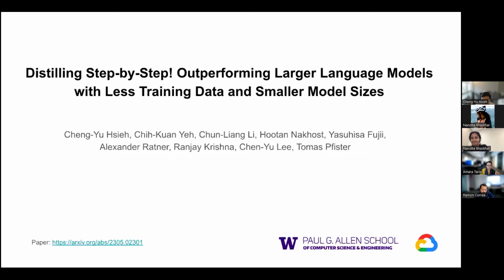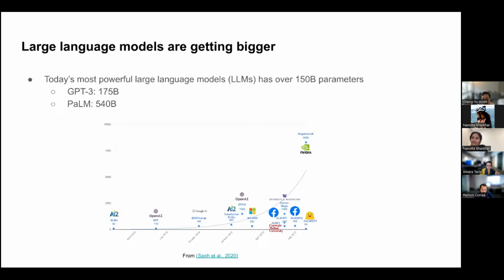To begin with, in the past 2 to 3 years, we have seen how language models are getting larger and larger, with exponential growth in model parameters. For example, back in 2019, the largest language model was the Megatron language model, which is only 8.3 billion in size. Fast forward to 2023, one of the largest language models we're seeing has over 150 billion parameters. Specifically, GPT-3 has 175 billion parameters, and the PaLM version 1 model, a Google trained model, has 540 billion parameters.